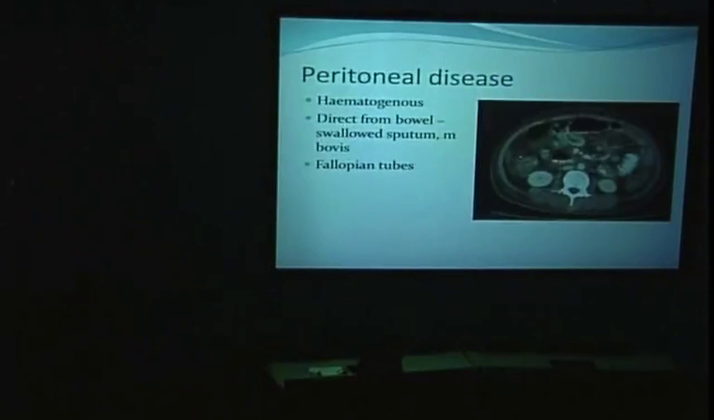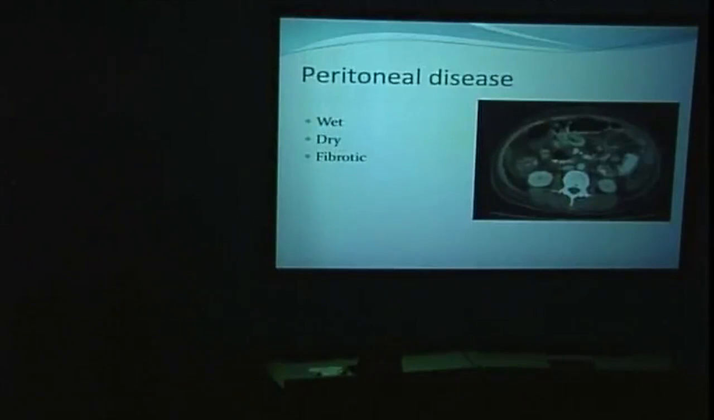This case here shows a bit more fluid. Ascites here. There are enlarged lymph nodes. In this case, it's called a wet peritonitis, wet TB. It's categorized into different types, basically, based on whether there's ascites or not. If there is ascites, which is the commonest type, it's called wet. If there's no ascites, it can be dry or fibrotic.